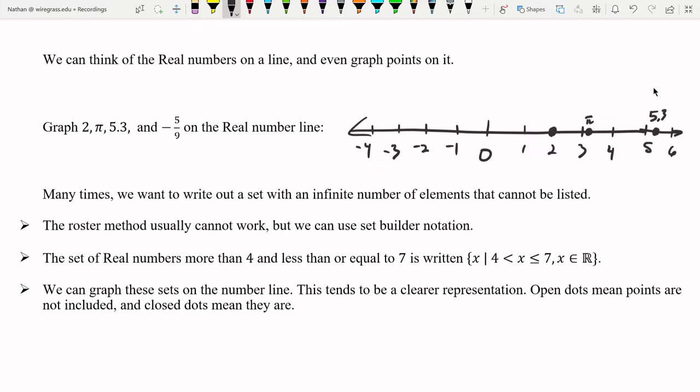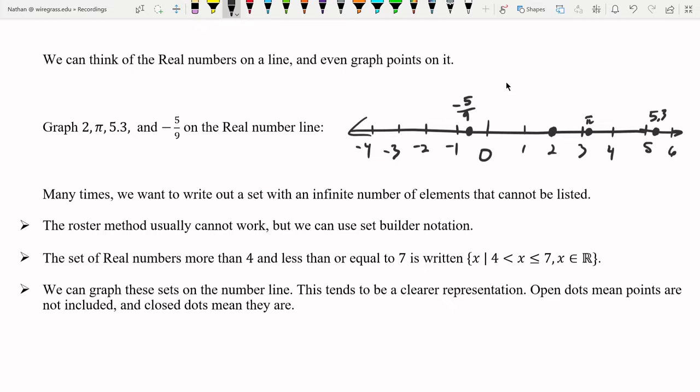And -5/9, I think as a decimal that's 0.55555, and the negative of that. So it's just going to be just above the halfway point of -0.5. So it's going to be somewhere right around here. And so that's how you can graph numbers on the real number line in this one-dimensional thing. It's a line, so it's one dimension.